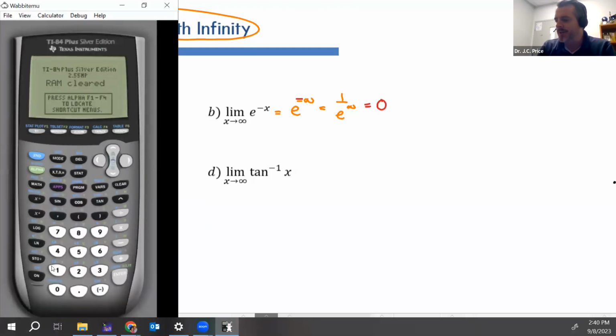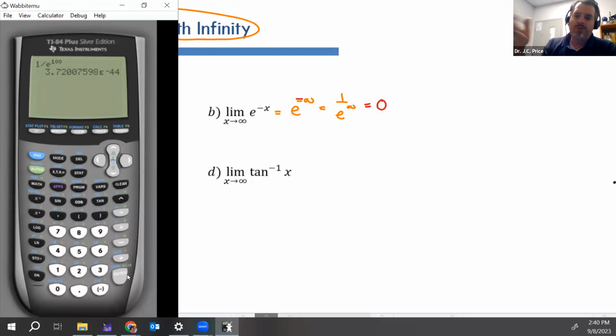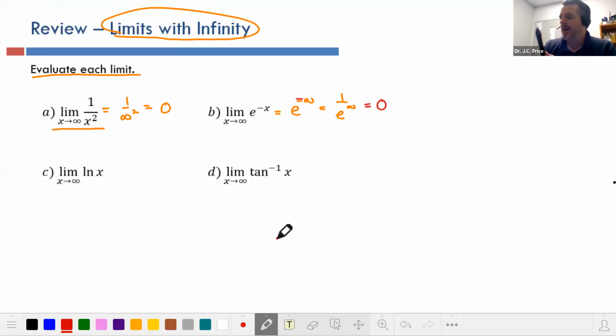So on your calculator, you can do stuff like 1 divided by, and then do second e to a big number, like 100 or something. And you get 3.7 times e to the negative 44. So it's like 43 zeros with a 3, basically 0.43 zeros and a 3. So super, super small number.